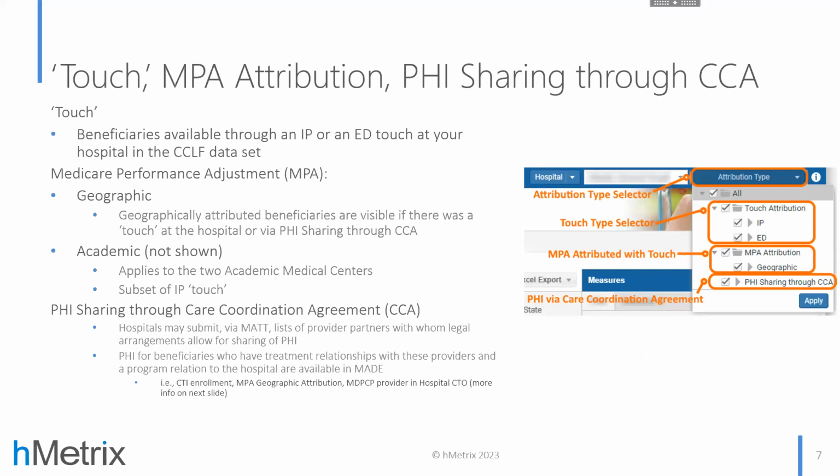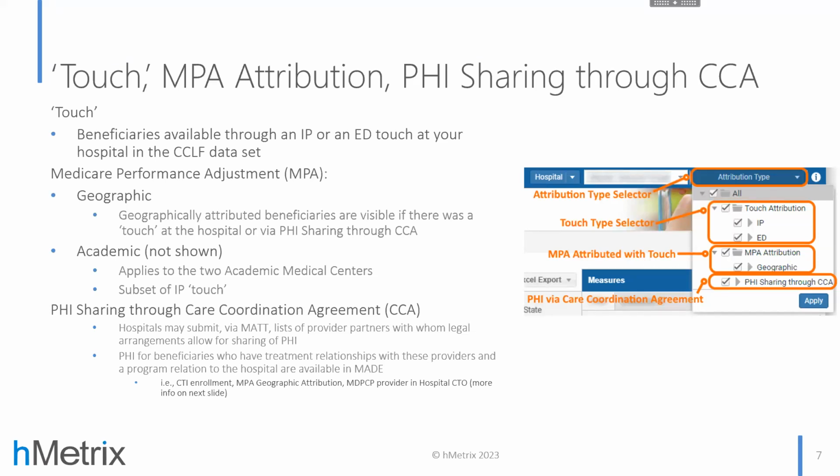Now on how you have access to beneficiaries' information in MAID. These data allow you to get down to the PHI level. Things are often presented in the report itself in aggregate, but you are able to get down to the individual level. This is information on how and whose information is made available to you. By default, any beneficiary that has had an inpatient or an ED touch at your hospital any time in the 36 months of the CCLF, their information will be available to you in these reports.